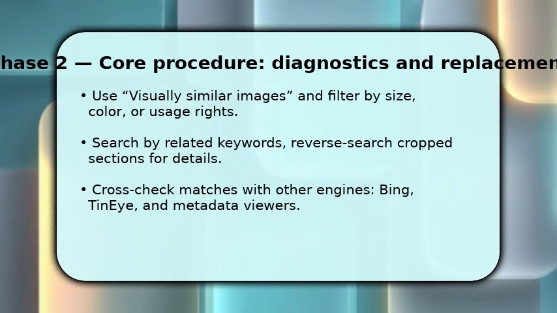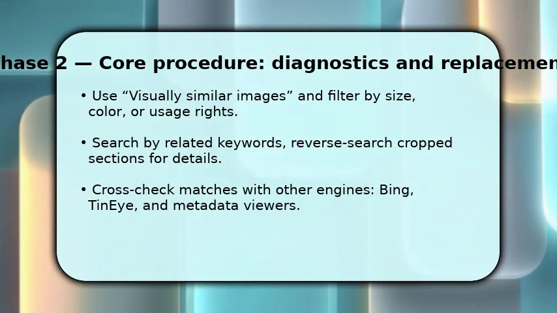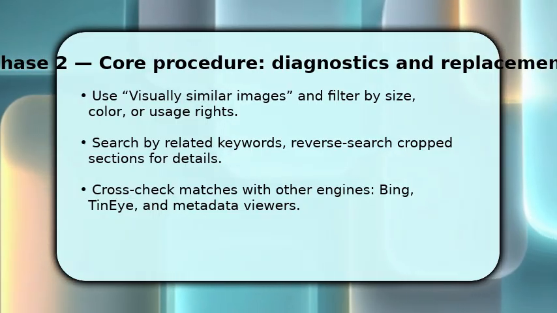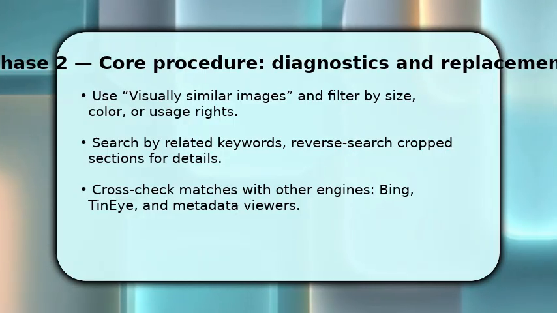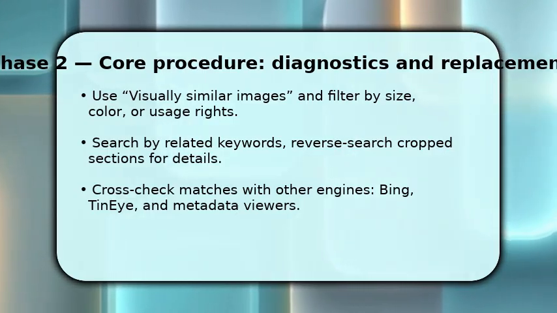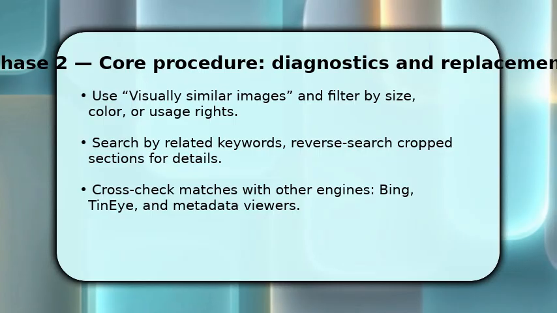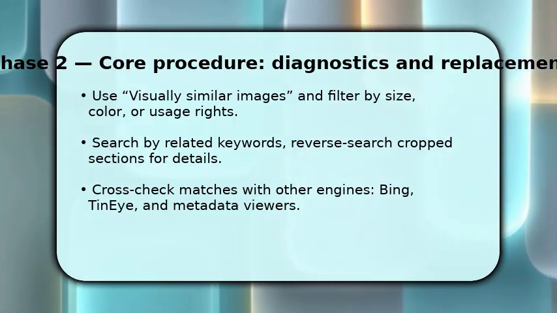Once Google returns results, scan the top matches and click Visually Similar Images. Then refine by size, color, or usage rights to prioritize originals. If a full image match is messy, crop to the subject and reverse search that piece instead.